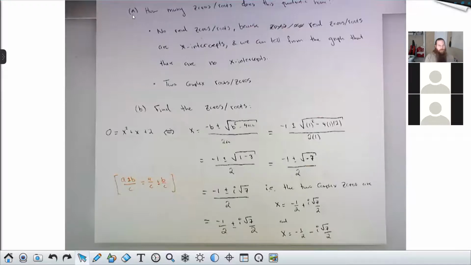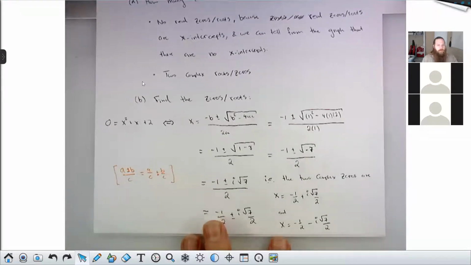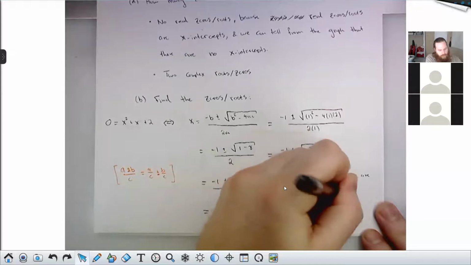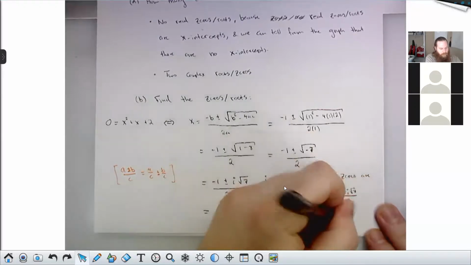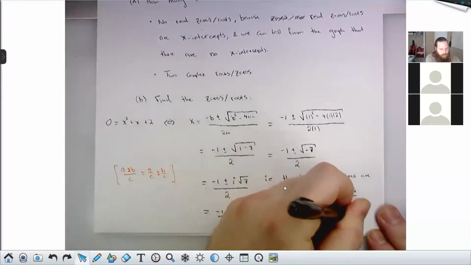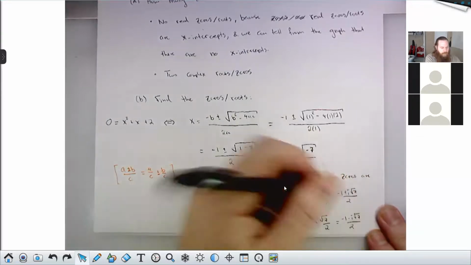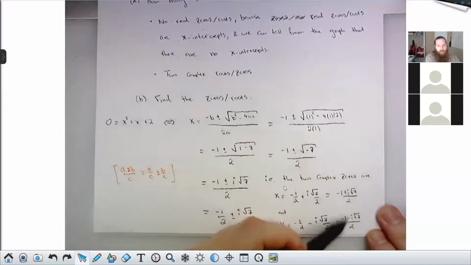I'm not sure what you're asking there, Mark, exactly. Is the answer in that format only? Are you asking, like, could I have left this as negative 1 plus i times root 7 over 2? Could I have left this as negative 1 minus i root 7 over 2? You could. There's nothing wrong with these forms.